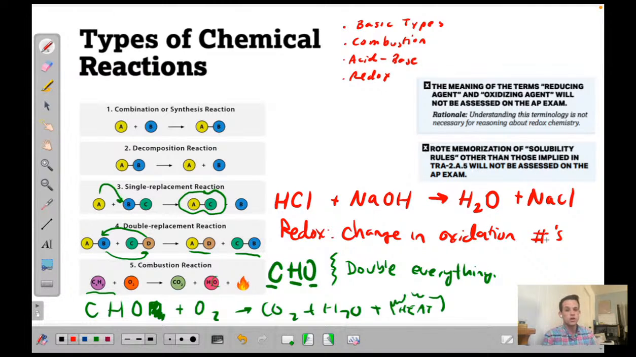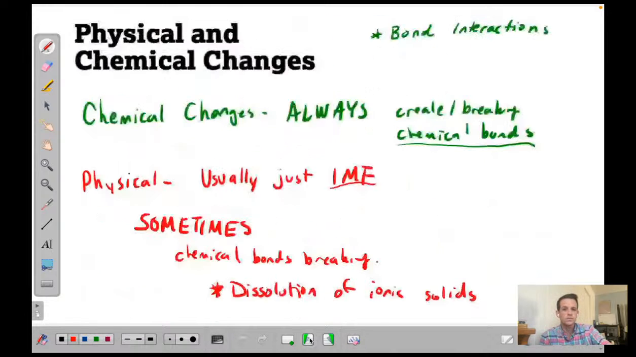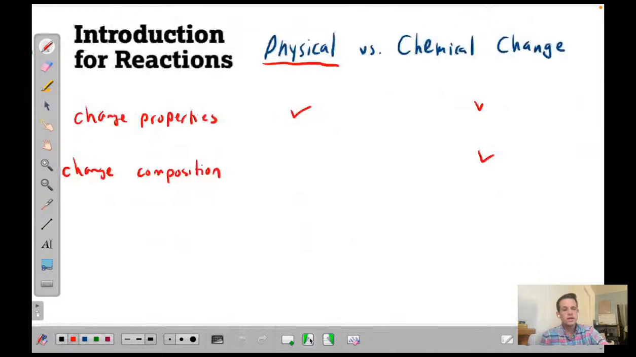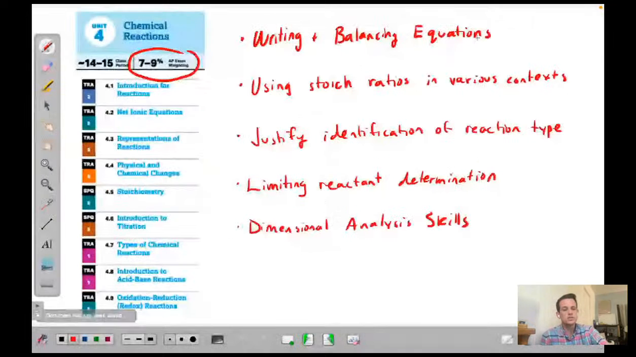That's what defines redox. So at the very beginning, I said one of the things that students struggle with, let's go back and look at that slide real quick. Okay, the biggest weak points for students is writing and balancing equations, right? We touched on that. Using stoic ratios in various contexts. We started to look at that. This will keep popping up throughout the course though.